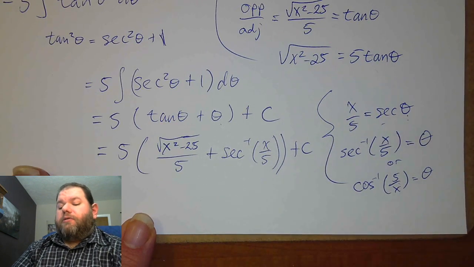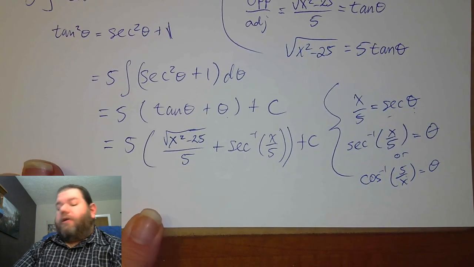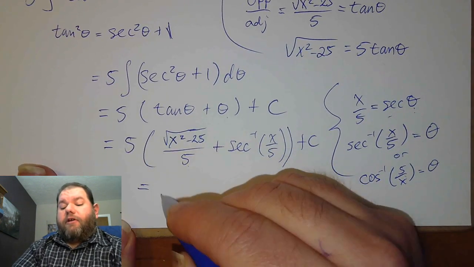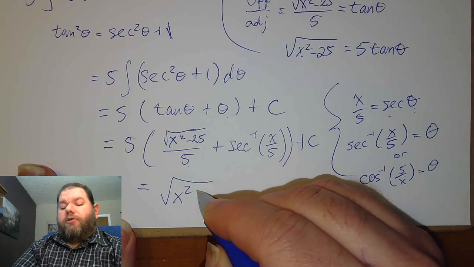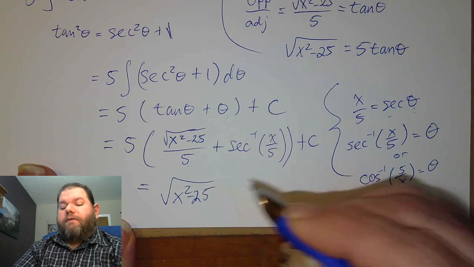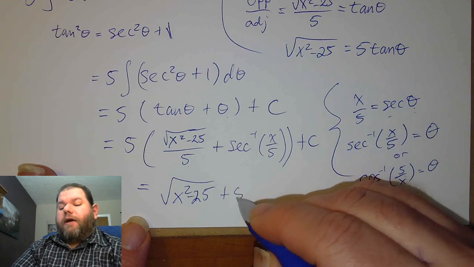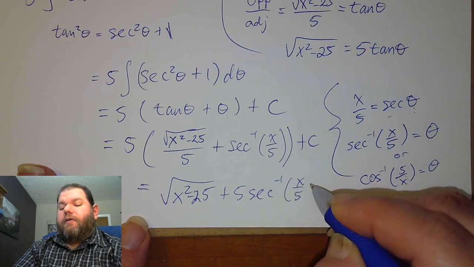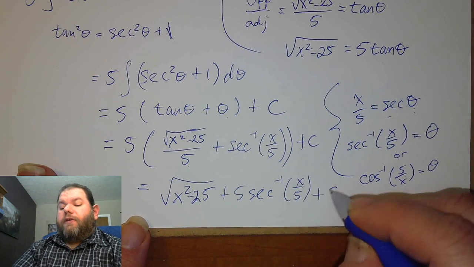Now we still have to distribute the 5. That actually cancels out the 5 that's in the denominator there. So square root of x squared minus 25 plus 5 inverse secant of x over 5 plus C.